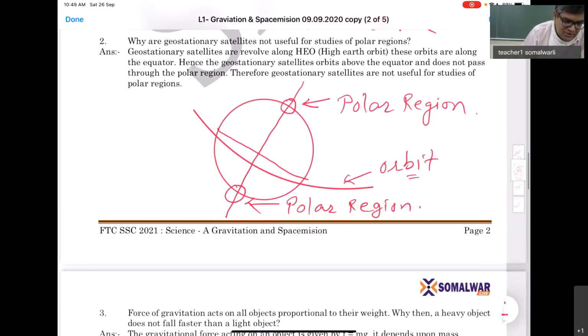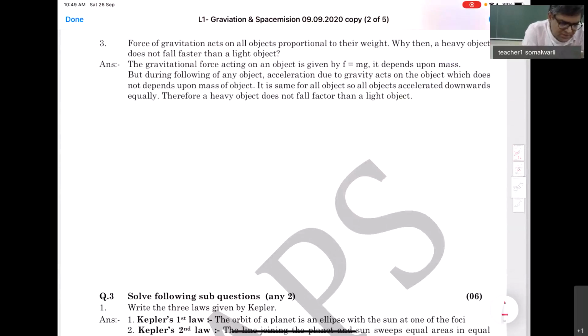Let's go to next question. Now this is question 3. Force of gravitation acts on all objects proportional to their weight. Why then does a heavy object not fall faster than the light object?